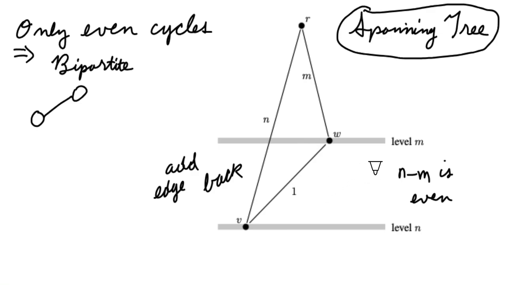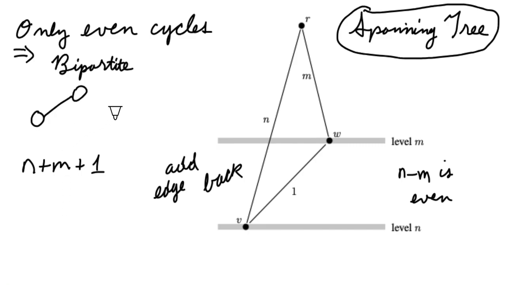So let's do a proof by contradiction. Suppose that we only have even cycles, and we just add in an edge between two levels that are an even number apart, here even distance apart, having defined the levels as distance away from the root. Okay, then what do we have? Well, the length of this cycle is n plus m plus 1, right?